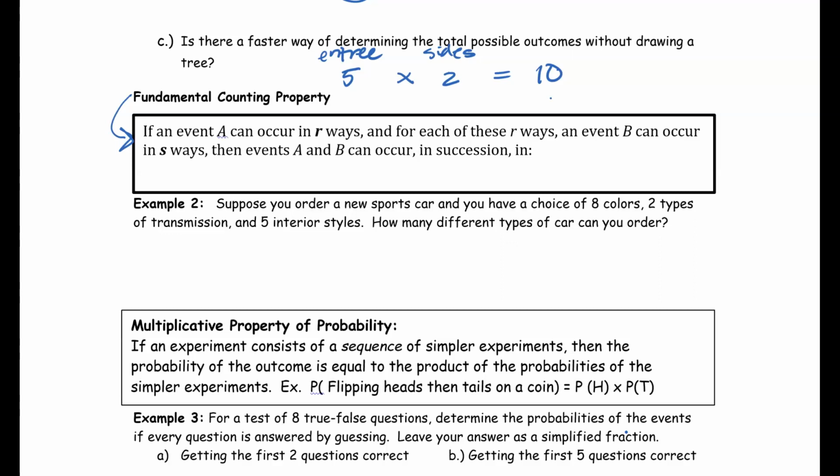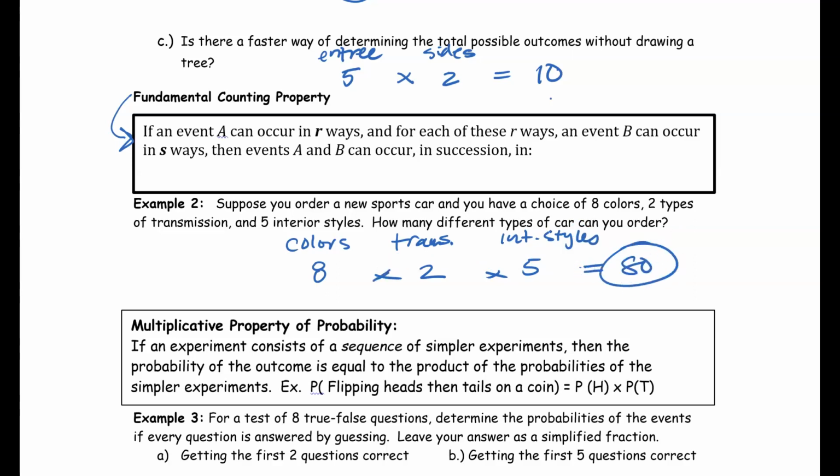So in this case, I would use the fundamental counting principle and I would just multiply. So I would take the number of colors, which is 8, and then the number of transmissions, which is 2, and then the number of interior styles, which is 5, and I would multiply those all together, and then we get 80. So that tree would be really, really large. Not impossible, but it would be a really large tree. So this is definitely faster.